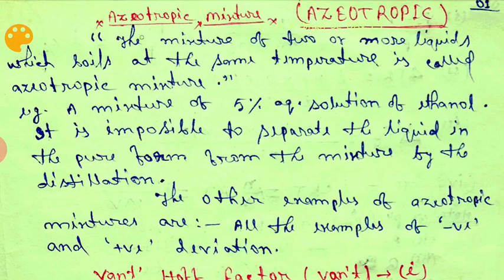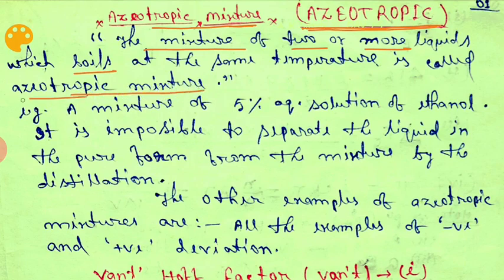In chemistry, you are reading colligative properties, and the last topic perhaps of the colligative properties is azeotropic mixture. What is azeotropic mixture? It is the mixture of two or more liquids which boils at the same temperature. Azeotropic mixture is the mixture of two or more liquids only, not solid or gas.